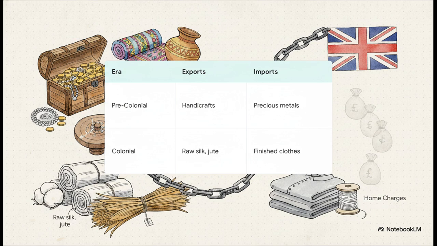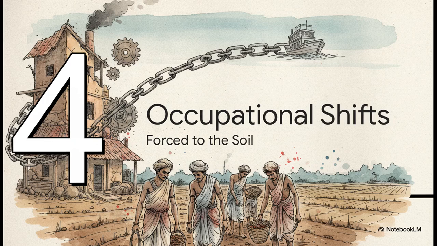Britain maintained a strict monopoly on this trade, which actually generated huge export surpluses for India. But those surpluses didn't benefit Indians. They were used to pay home charges, expenses incurred by the British government in London, which just further drained the economy. Which brings us to Section 4, Occupational Shifts: Forced back to the soil.